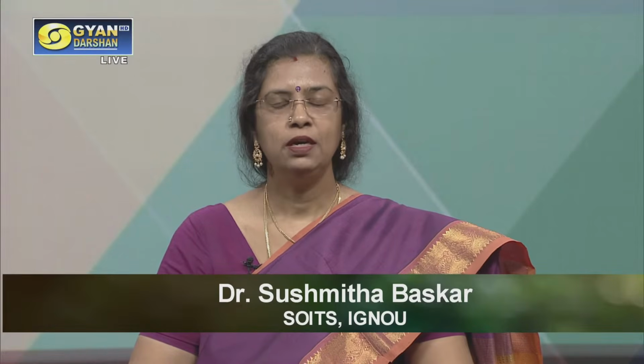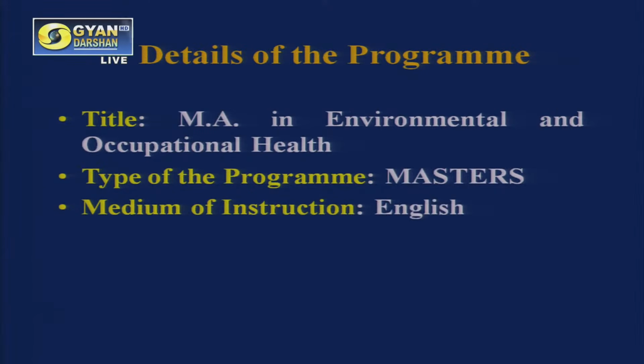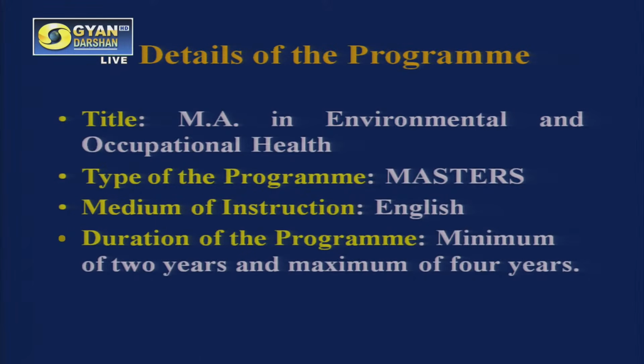Hello viewers, this MA program in Environmental and Occupational Health focuses on the relationship between people and their environment and fosters safe and healthy communities, and this is of utmost importance. This program is an MA in Environmental and Occupational Health. The type of the program is a master's program and the medium of instruction will be English. The duration of the program will be a minimum of 2 years and a maximum of 4 years.